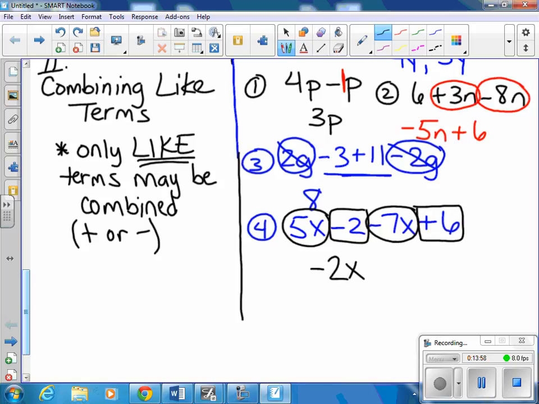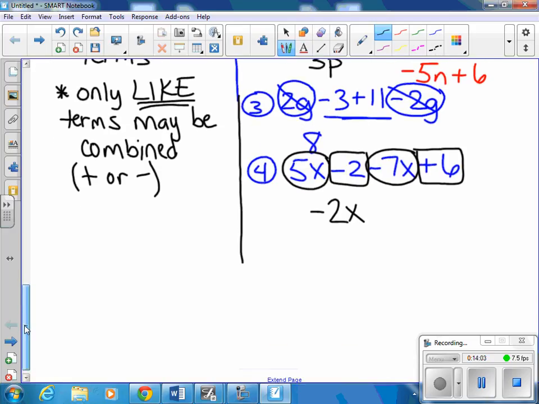Notice how I'm using circles and squares to help separate my terms so that when I look at this problem, I know which ones to join together. You would never join a circle with a square because they're not like each other. Okay, so negative 2 plus 6 is going to make a positive 4. And there's our answer to that one.